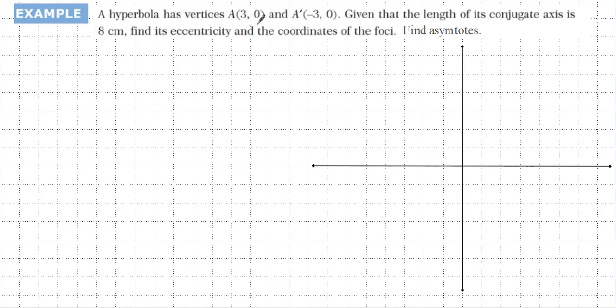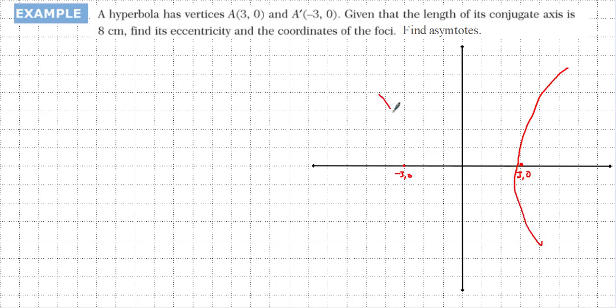Okay, the hyperbola vertices are 3. I'm going to point directly here. This is minus 3, 0, and this is 3, 0. The hyperbola has these vertices, so 3, 0 and minus 3, 0. The hyperbola is going to be in this form.